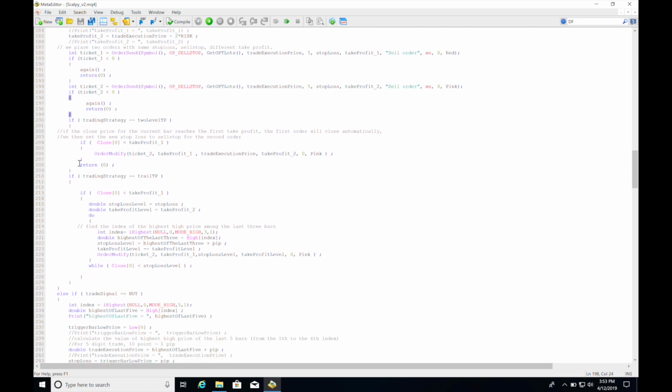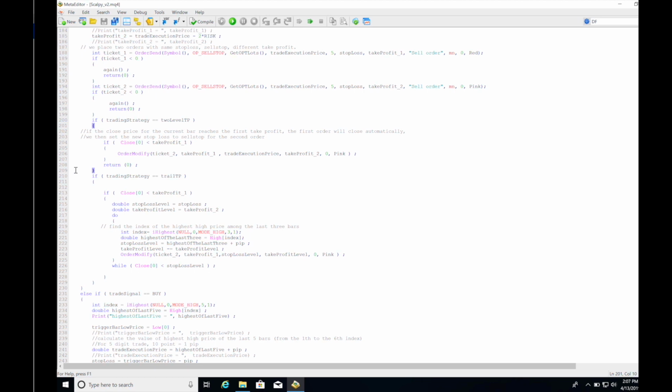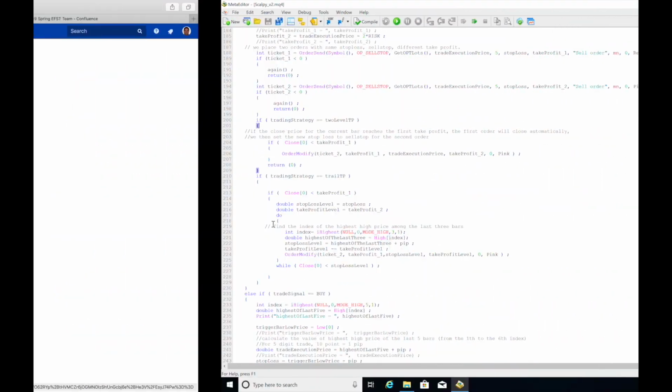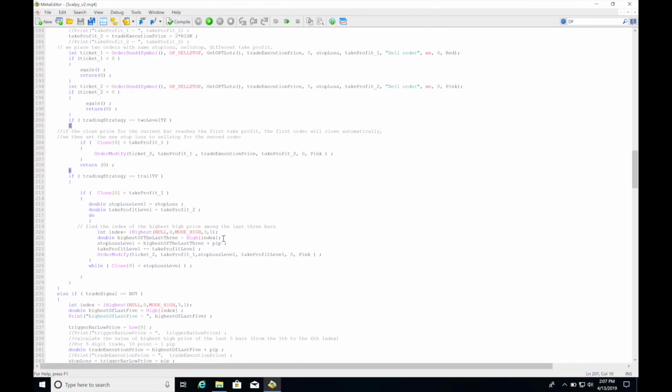As for the strategy, if we were using a 2-level strategy, then it's going to go into this body here. And basically what we're doing is we're just modifying the order. So if we were using the 2-level strategy, then on our first order, this one here, when it reaches the take profit, it will close automatically. So we will need to modify the second order to extend that, and that's what we do here.